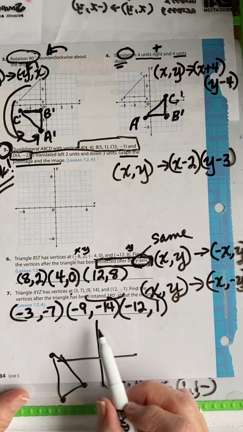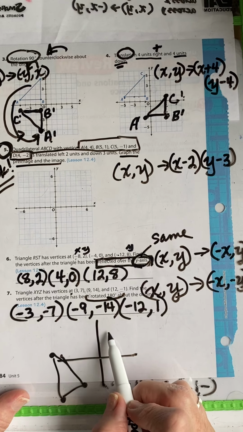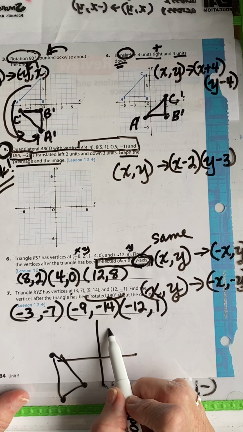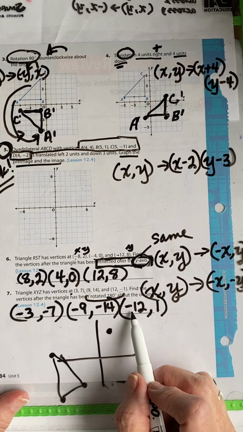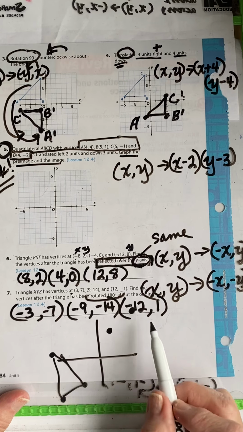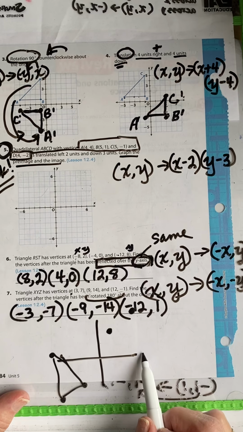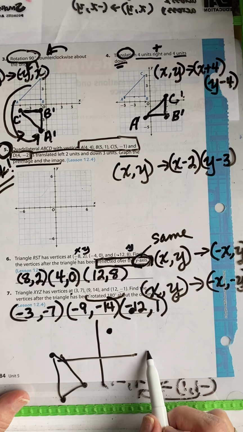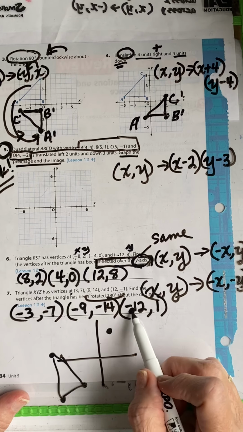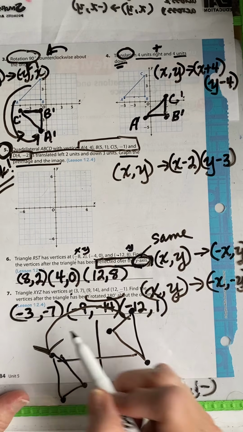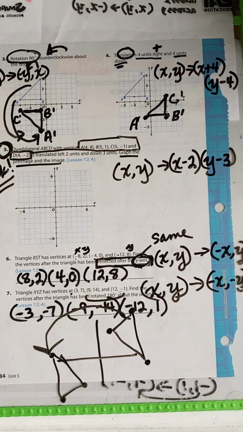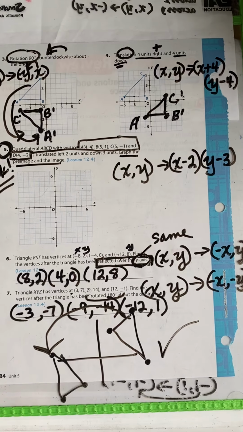So let's go do our originals. Over 3, up 7. Over 9, up 14. And over 12, down 1. So see, this thing flipped all the way over to there. Home run? Good. Hope y'all liked that.